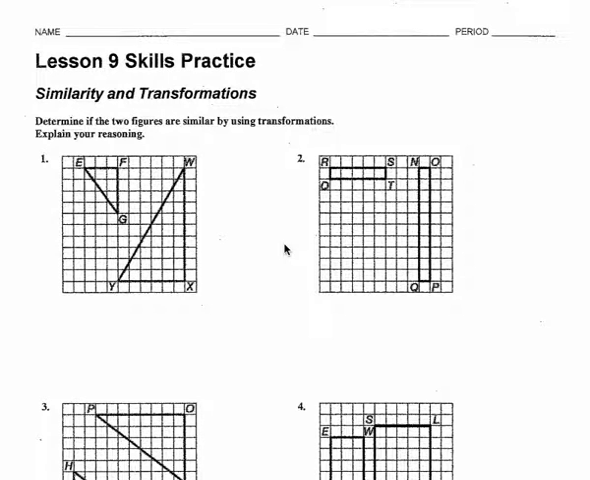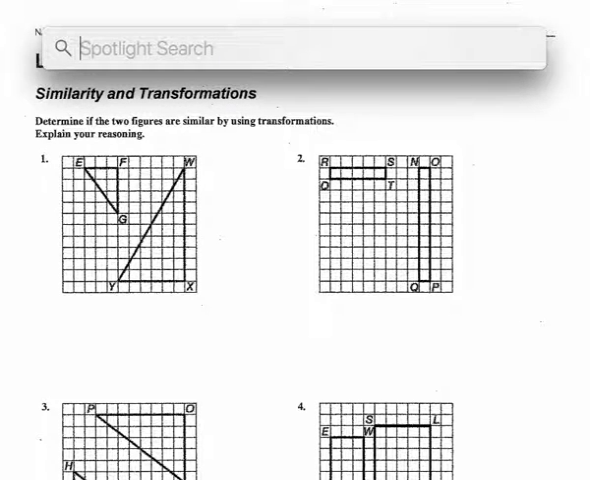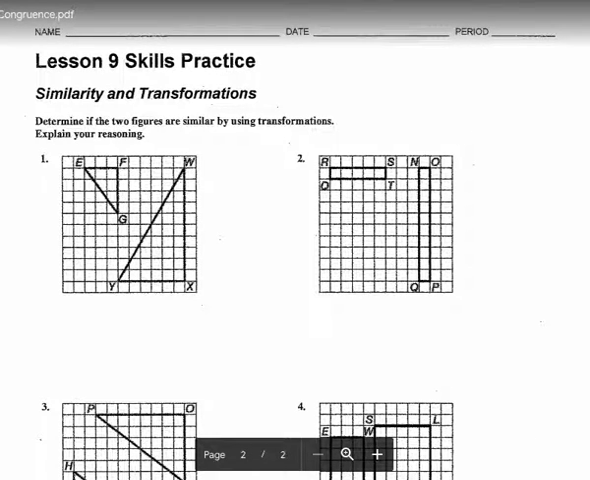In order to figure out if there's a scale factor, we're going to look at some side lengths and see if they have a common factor. Starting off with these two triangles in number 1, the side lengths that are either horizontal or vertical are the ones that I can count. The segment from E to F is 3, and from F to G is 4. So we have side lengths of 3 and 4.